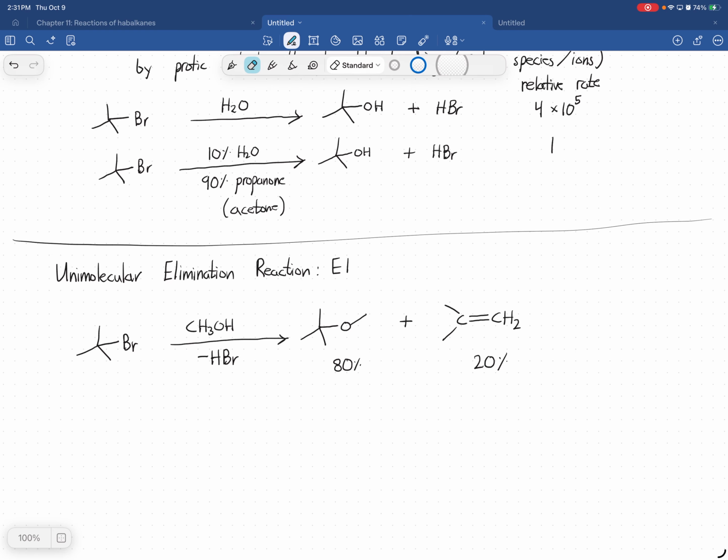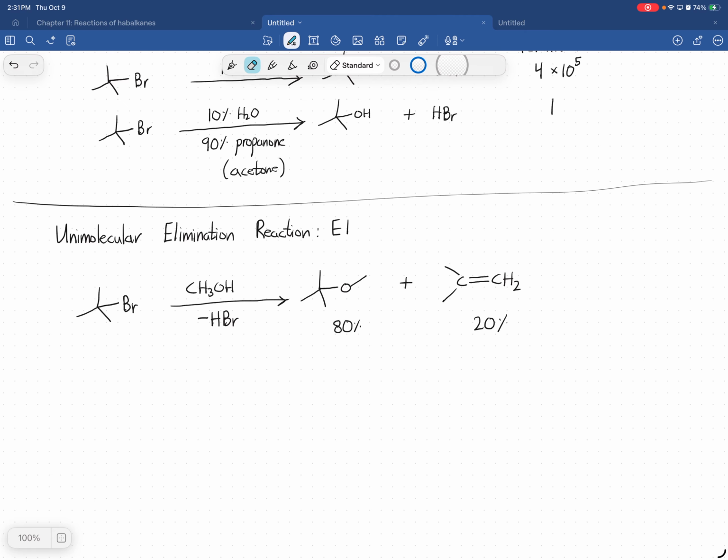So let's go over to see how this would form, okay? So you get two different products, and that's because the alkyl halide goes through the carbocation intermediate. You're losing Br, right? So you lose Br here, and you get the carbocation, C+, CH3, CH3, CH3.